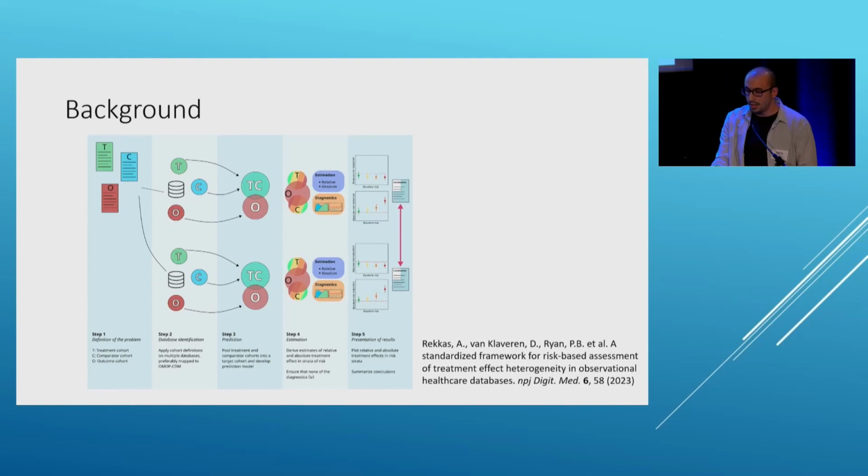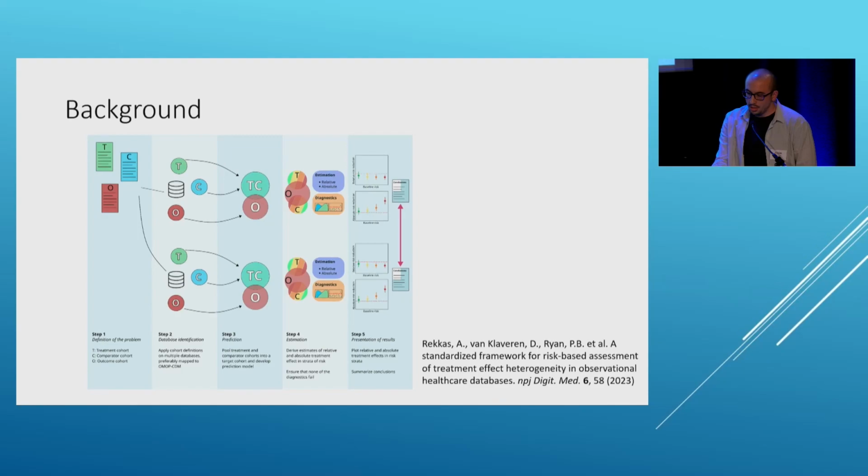In the first step, we define the problem at hand. To do that, we're required to define at least 3 separate cohorts. We need 1 treatment cohort, 1 comparator cohort, and 1 or more outcome cohorts. For the second step, we need to identify the relevant databases from which we will extract the patients using cohort definitions from the previous step.